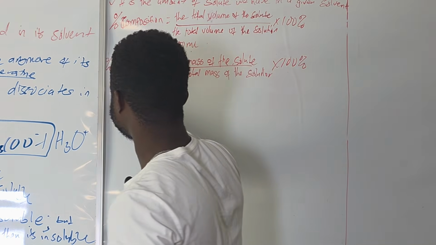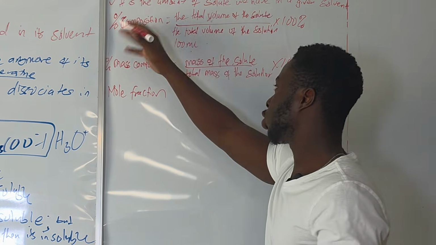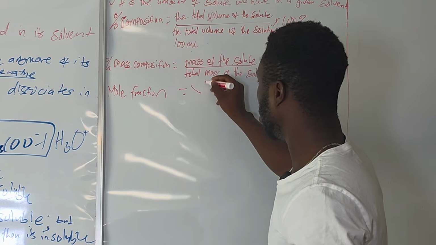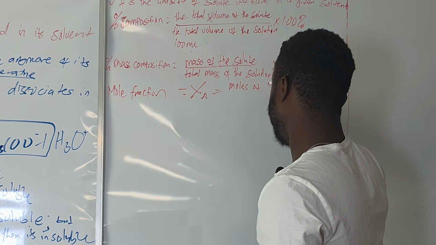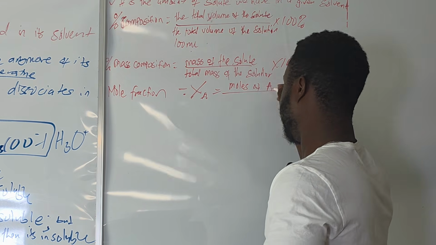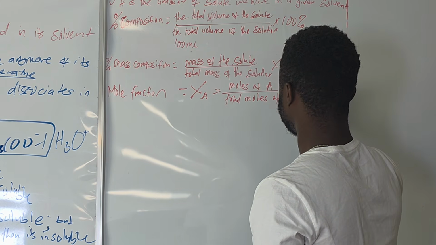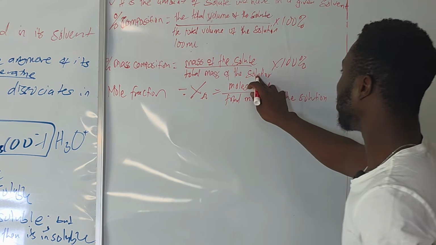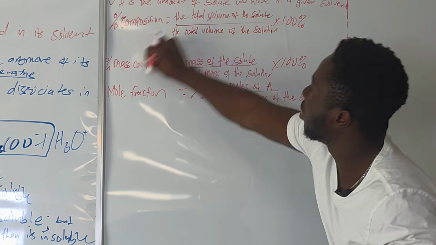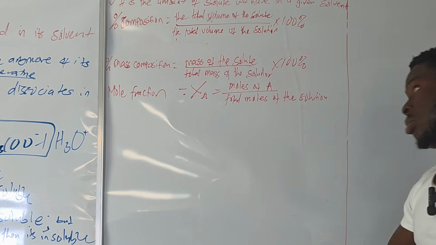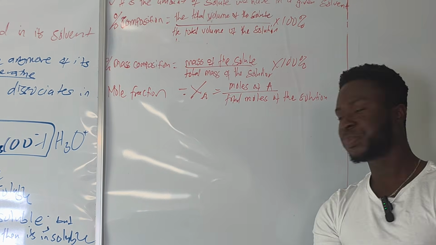Then we have the mole fraction. The mole fraction is also another way of expressing a concentration. So the mole fraction of, let's say, a substance A is equal to the moles of A, or solute A, divided by the total moles of the solution. You see how it is always of the entire solution, not just the solvent. It's always the entire solution, never just the solvent, because the solute makes part of the solution.